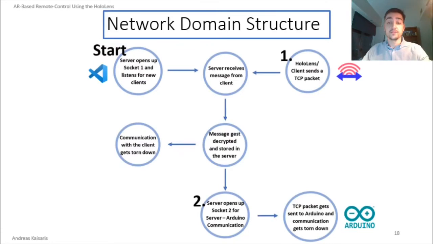The structure of the server is as follows. The server initiates when the Python script starts running. The first thing the server does is to open socket number 1 and start listening for new clients, or in other words, HoloLens users. Once there is a client that wants to send a packet, the server receives the message, decrypts it, and can possibly even store it.